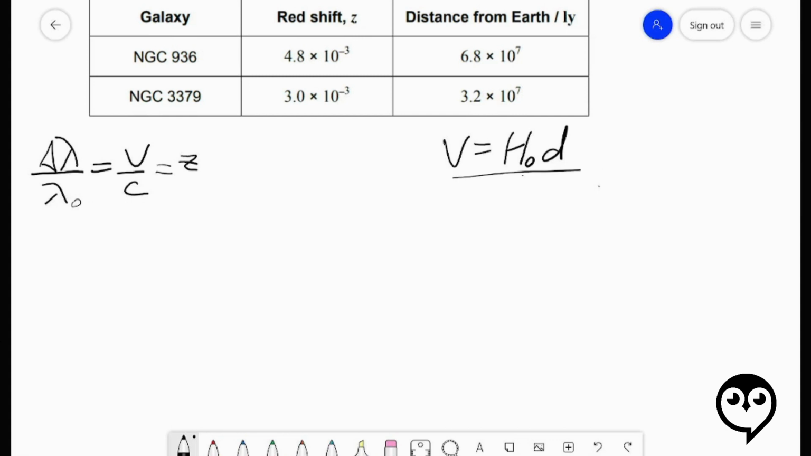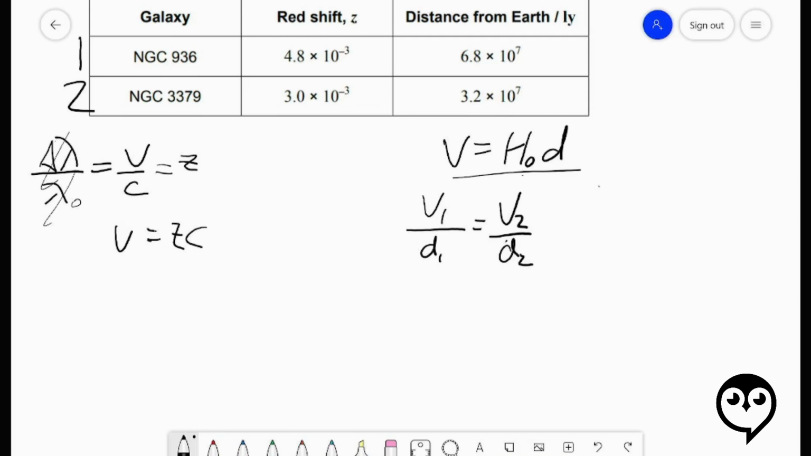Right, what I'd like to do is combine these into one thing here. Let's call this Galaxy 1 and Galaxy 2, and I'm going to say, hey, if I rearrange to have V D over H naught, so I've got V1 over D1 equals V2 over D2, we can say. Well, what is V? Well, V is going to be the Z times the speed of light. We don't have any wavelengths mentioned here, so we don't have to worry about that. It's just going to be Z times the speed of light. Now, the speed of light's a constant, so we don't need to worry about that. And we actually end up getting Z1 over D1 equals Z2 over D2. Okay, so that's pretty straightforward.